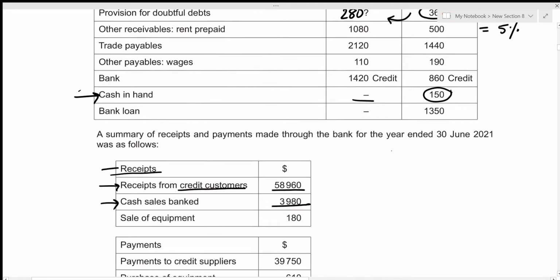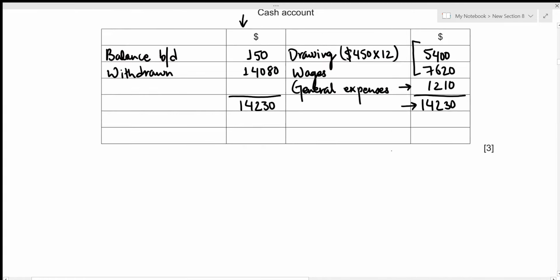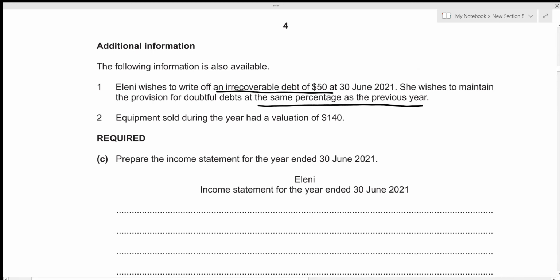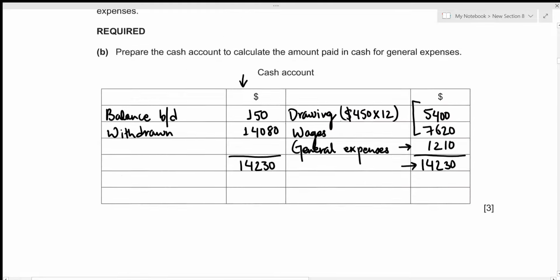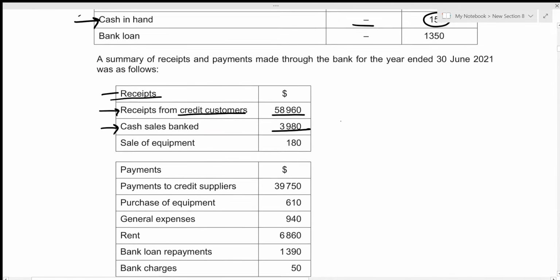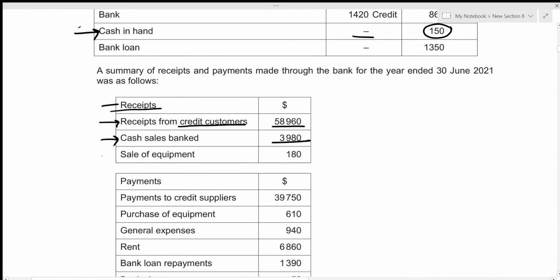All right, let's have a look at another information. Equipment sold during the year had a valuation of 140. Let's have a look at the equipment sold. It is given right here, the sale of equipment. For the sale of equipment, we received an amount of 180. So this is the sales value. But it had the valuation of 140, meaning that the net book value was 140. Obviously, we received a greater amount than the net book value, which means that there is profit on disposal.